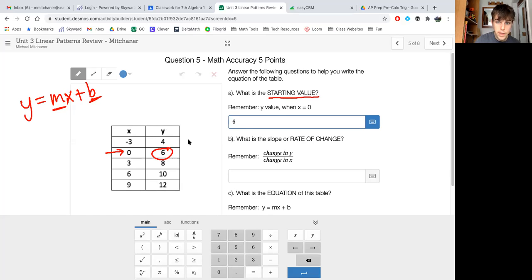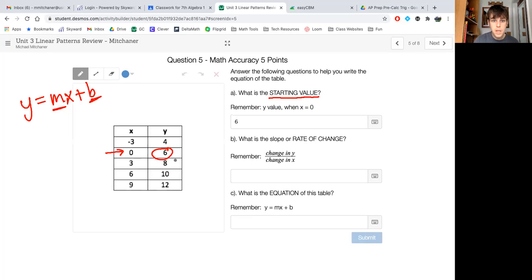Again, I can kind of circle that, but there we go. And that's our starting value. The next thing we need to know is rate of change. That is our m. So for rate of change, we've been doing this a couple times, but change in y over change in x. So we got to look at our table and figure that out.